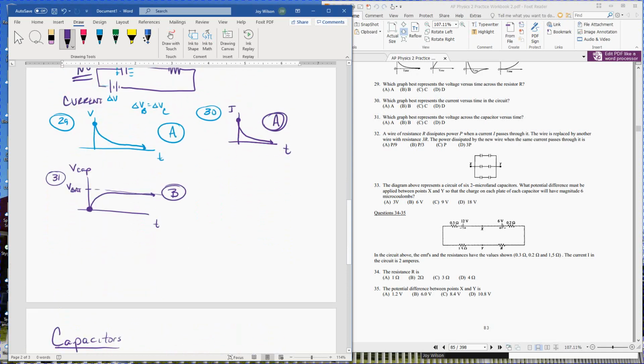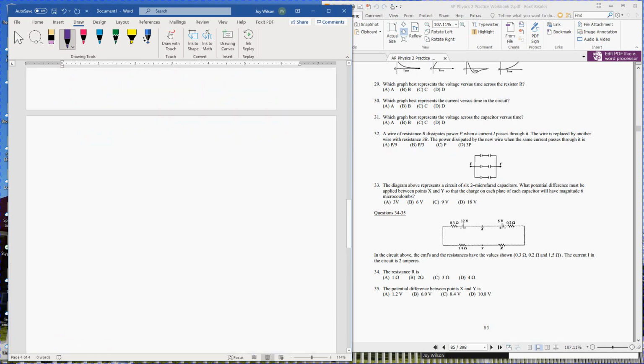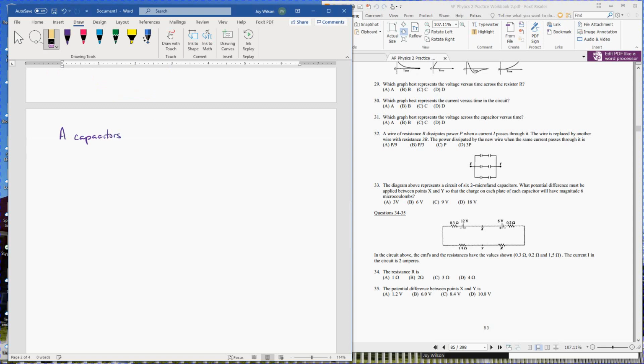But these are connected in parallel. So the glorious thing about parallel is that when you add capacitors in parallel, you literally are going to add directly. But first, we have them in series. So I'm going to look at X to Y. Here's X. And here's Y. And this is 2 microfarads, and this is 2 microfarads.